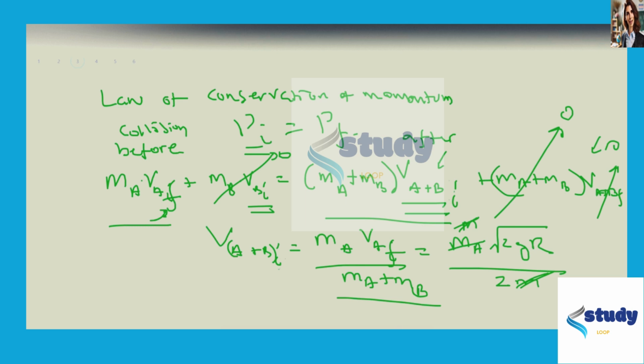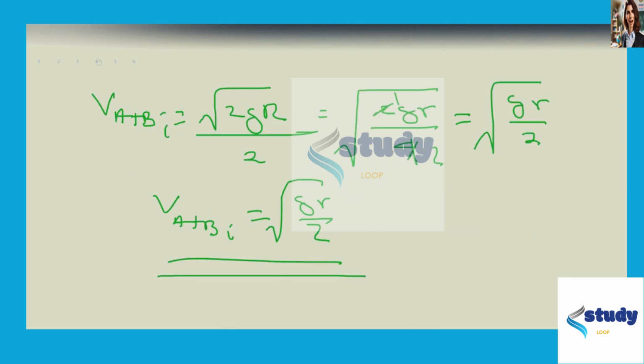Then we use the law of conservation of momentum of the system before and after. Before collision, A has a momentum, and that momentum is due to its final velocity. But B doesn't have a momentum because its initial velocity is 0. When they collide, we have an initial momentum for A and B combined, but we don't have a final momentum. It's 0 because the final velocity is 0. So we use that to get the initial velocity of A and B when they stick together and collide. And that's going to be on the next page. You see we get radical gr/2.